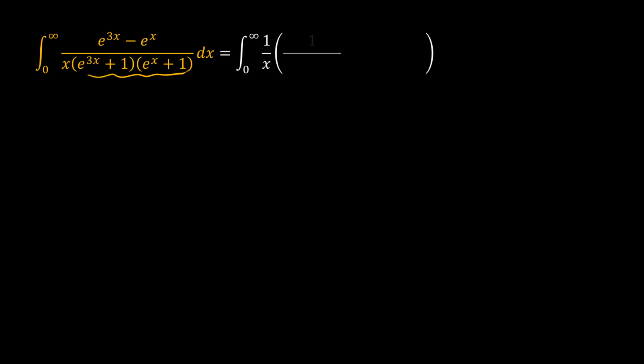So the first thing I think we may want to do is express this part of the integrand into partial fractions. So this is the same as 1 over (e^x plus 1) minus 1 over (e^(3x) plus 1). You can confirm that. So this part here is equivalent to this part.